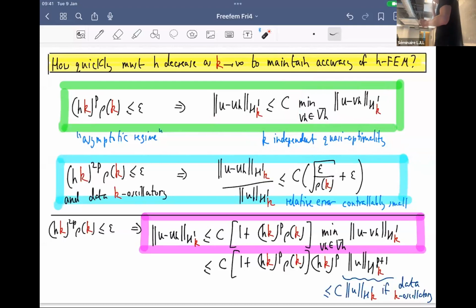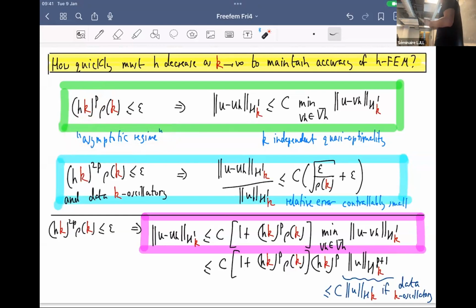It turns out that you can prove, and observe empirically, that you need (hk) to the p times rho of k, the norm of the solution operator, to be sufficiently small. Remember, rho of k, even in the best possible case where the problem is non-trapping, is growing with k, and so that's telling you that hk sufficiently small is not enough. Although it's also telling you that the larger p is, the closer you get to hk sufficiently small being enough. I'm noting this is often called the asymptotic regime, where your solution is quasi-optimal.